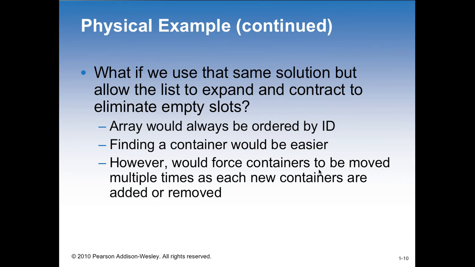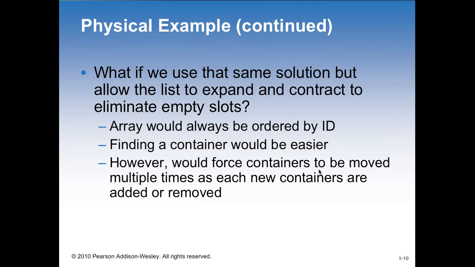So what if you use the same solution but allow the list to expand and contract to eliminate some of the empty slots? Then we're looking at a linked structure, which is one of the first structures we're going to look at in this course, a more sophisticated data structure that we're going to put together to store these containers, these items or these boxes or whatever it is we want to store. And what we're storing is data. We're storing data about the contents of the box that we've unloaded from the truck, the contents, the order, its destination, all the information that we need to keep track of it.